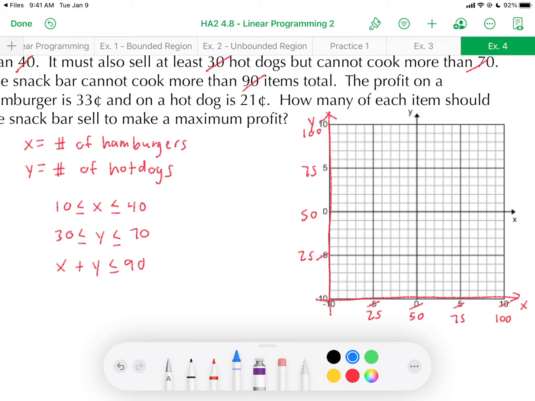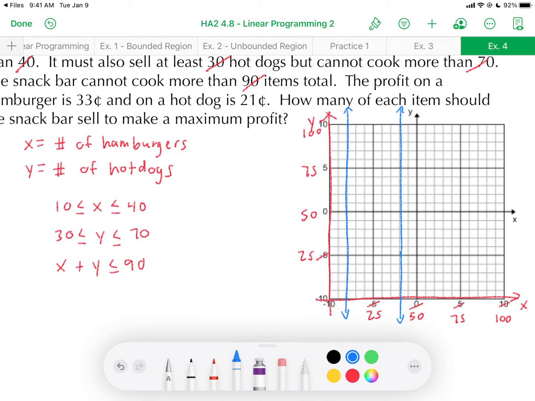Right. So the variable here is x. That tells me I'm going to get vertical lines out of this. One at x equals 10 and one at x equals 40. So let's see, right here would be x equals 10. And right here would be x equals 40. And the shading for those two would be in between, right?